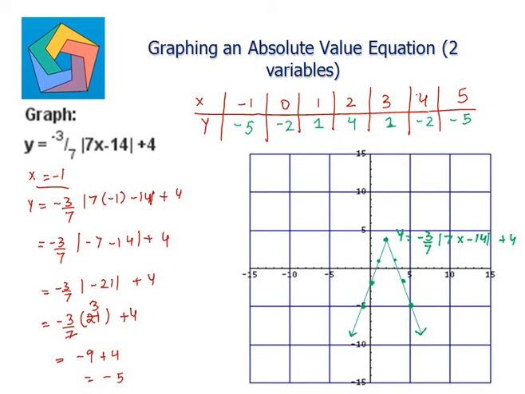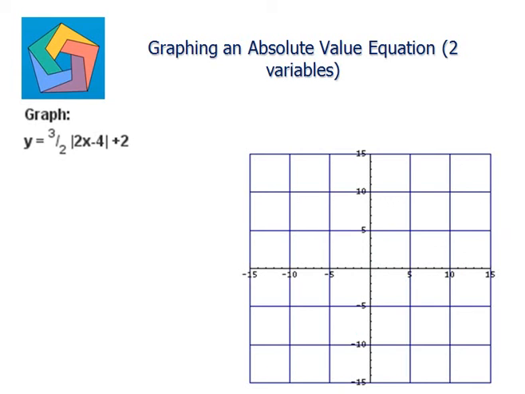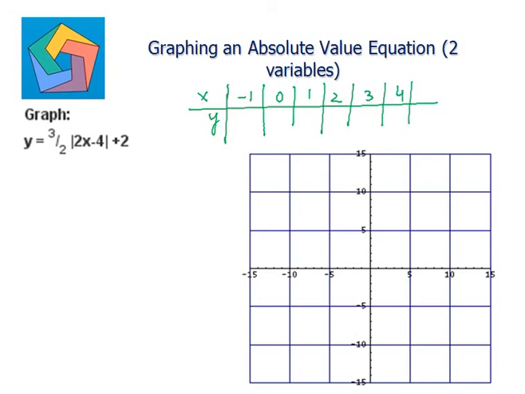Let's look at the next problem now. Graph y is equal to 3 by 2 times the absolute value of 2x minus 4, plus 2. So xy chart, negative 1, 0, 1, 2, 3, 4, 5. So when I take x as negative 1, y will be 3 by 2 times the absolute value of 2 times minus 1 minus 4, plus 2.